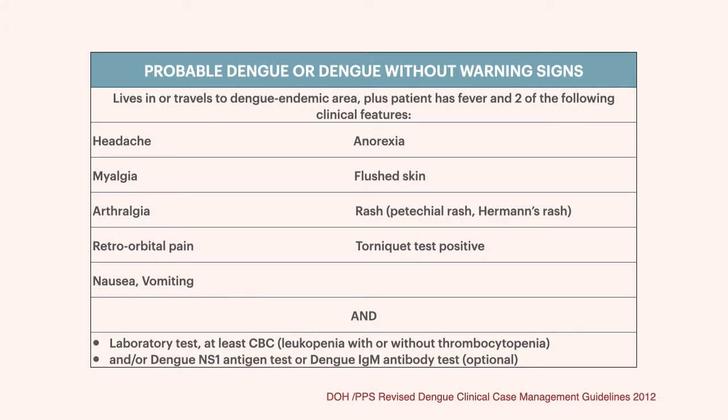Patient is said to have probable dengue or dengue without warning signs if the patient lives in or travels to a dengue endemic area, plus fever and two of the following clinical features: headache, anorexia, myalgia, flushed skin, arthralgia, rash, retroorbital pain, tourniquet test positive, nausea and vomiting, and lab test, at least CBC, demonstrating leukopenia with or without thrombocytopenia, and or a dengue NS1 antigen test or dengue IgM positive test.